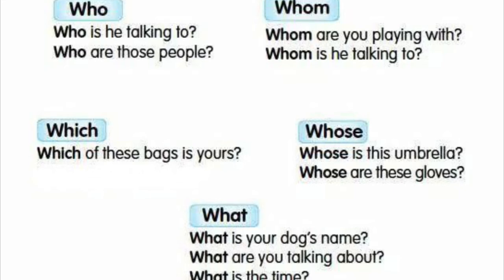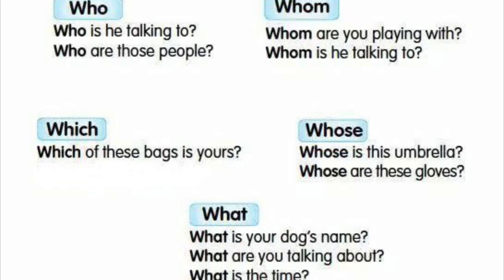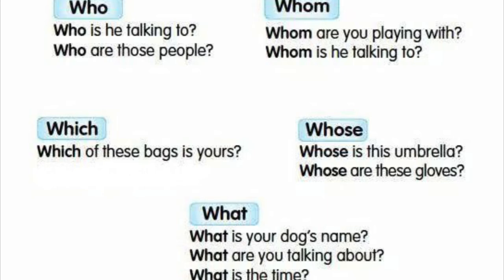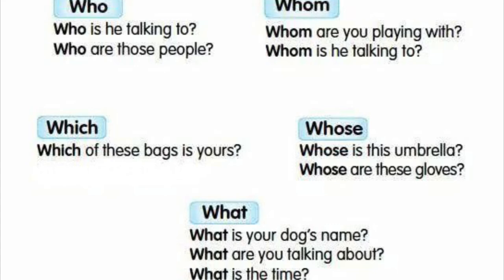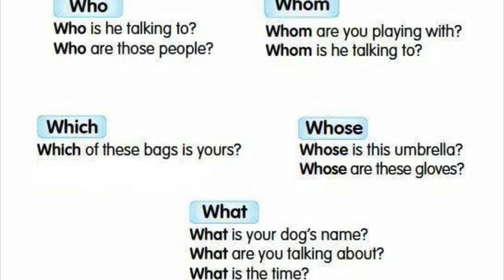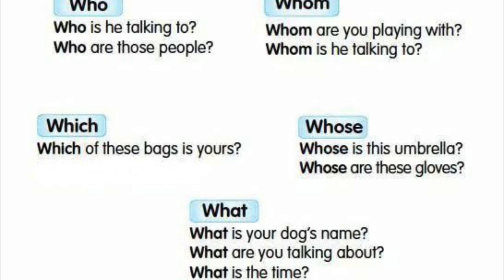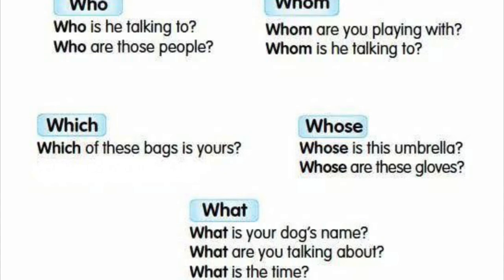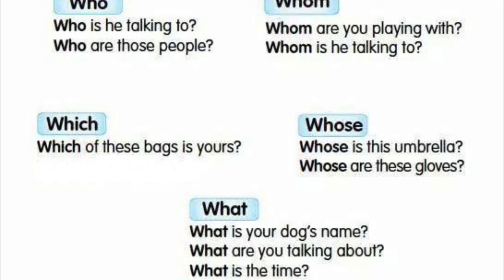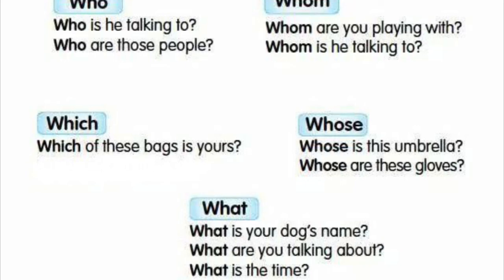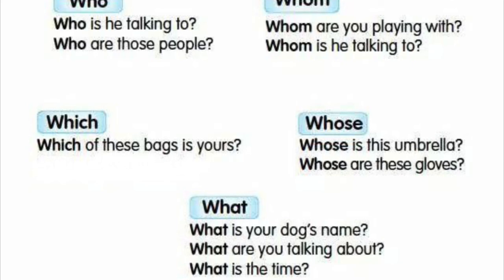Next, we are going to look at the example of whose. Whose is this umbrella? Whose are these gloves? Okay, so whose is used, as I have told you earlier, to tell the belonging or ownership of something or someone. Whose is this umbrella and whose are these gloves? Next, if I talk about what, we are going to look at the examples of what now. What is your dog's name? What are you talking about? What is the time? So these are the examples of what.